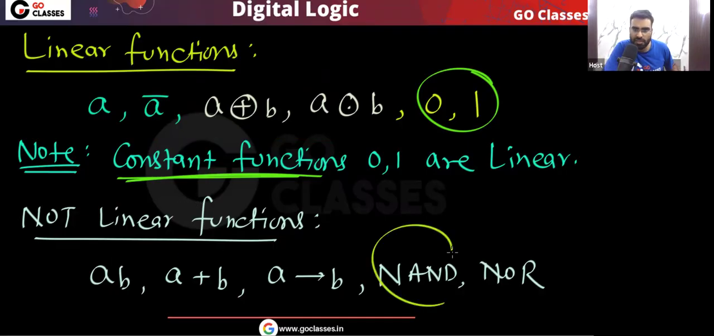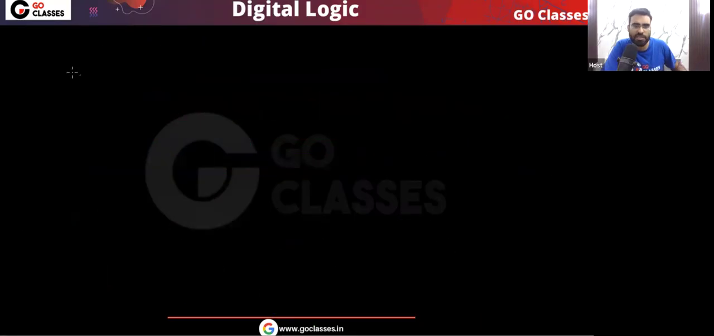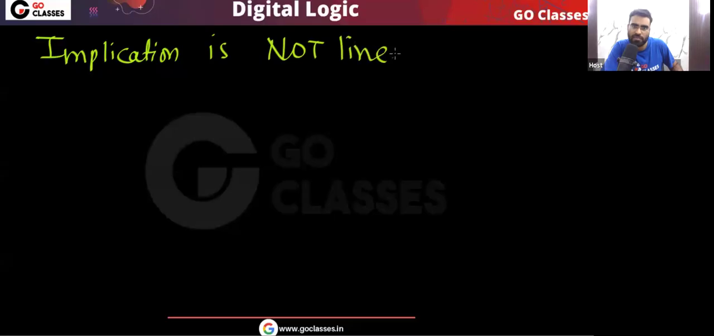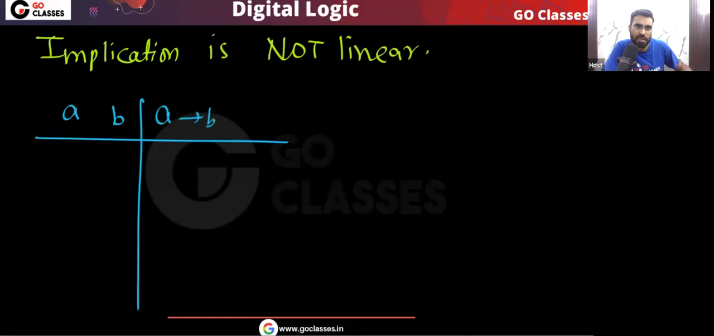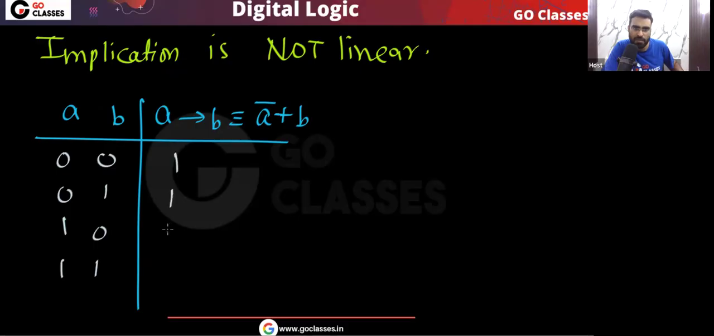You can check NAND is not linear. You can check implication is not linear. Let me check this implication. Is it linear? Implication is not linear. Okay, let's check. First of all, what is implication? You already know that A implies B is the same as A bar or B. Please understand, implication means A bar or B. So 0, 0, 0, 1, 1, 0, 1, 1. This is implication. Now tell me, is this linear?